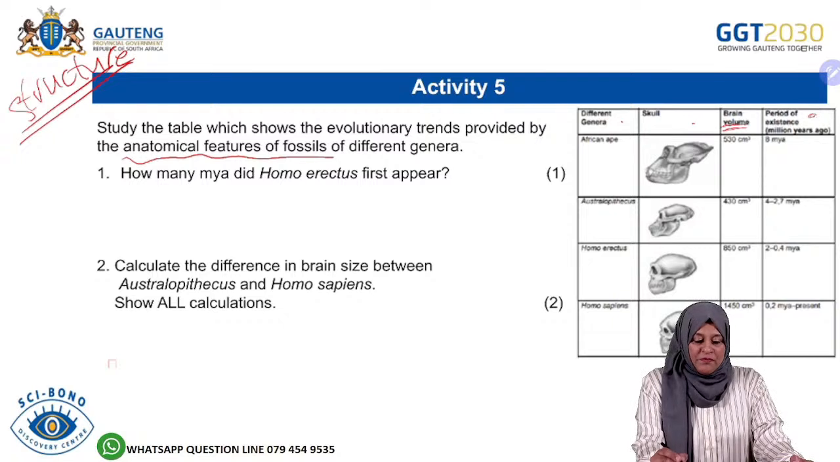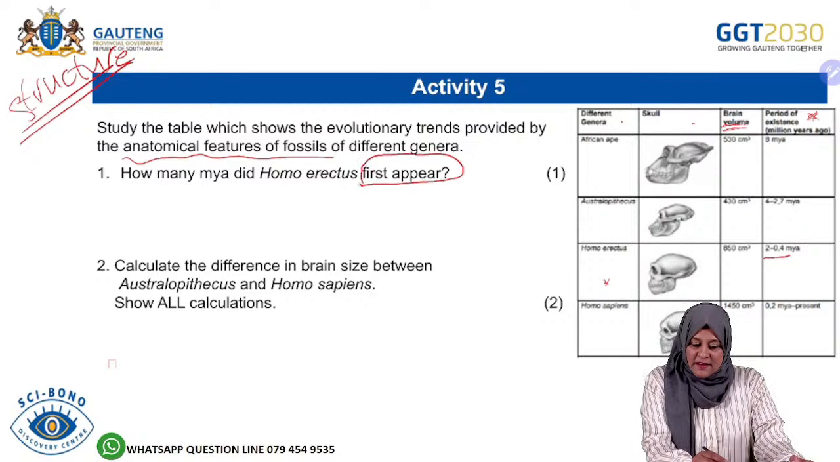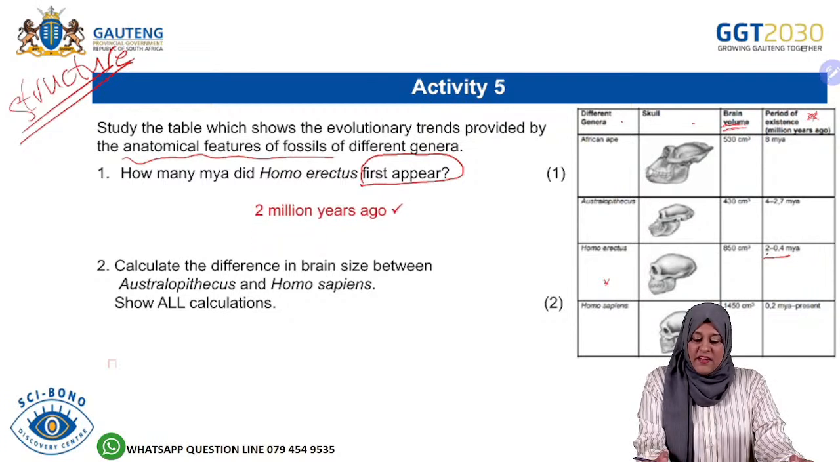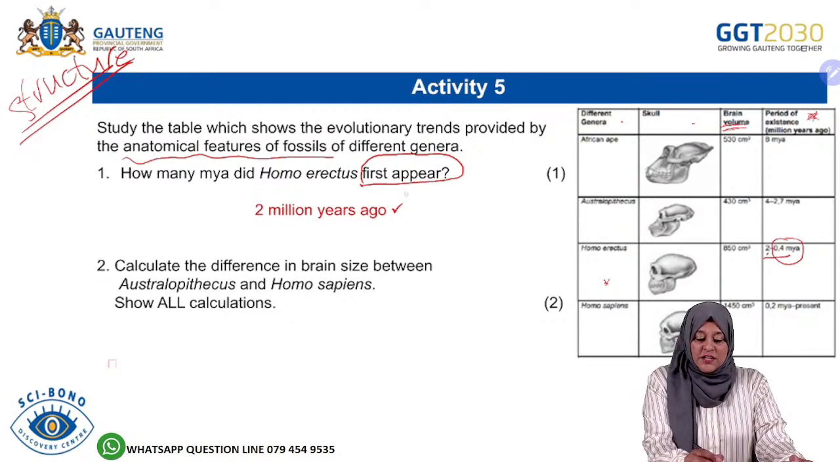years ago. So when we ask you how many million years ago did Homo erectus first appear, we're going to look here at this column and look at Homo erectus and see here, right? When did they first appear? That's the question, not when they became extinct. When did they first appear? So they appeared 2 million years ago. If I asked you when they became extinct, then you'd say 0.4 million years ago. Okay, so be careful what we are asking you in the exam.